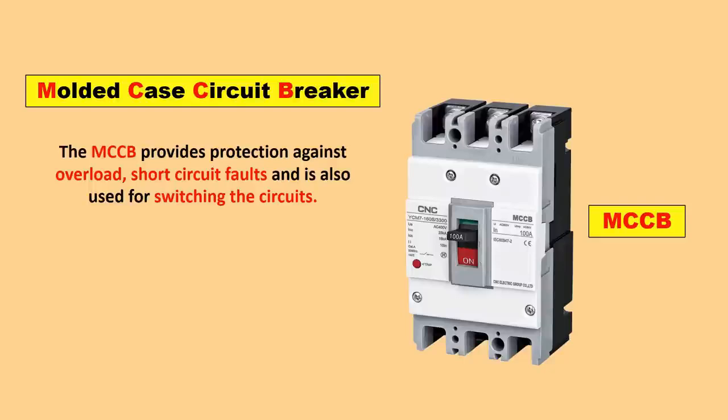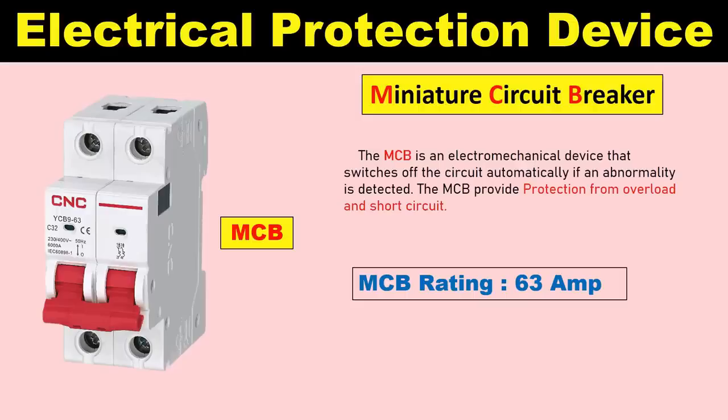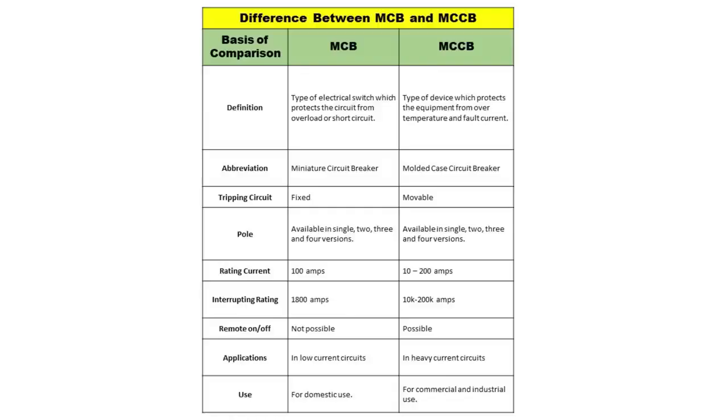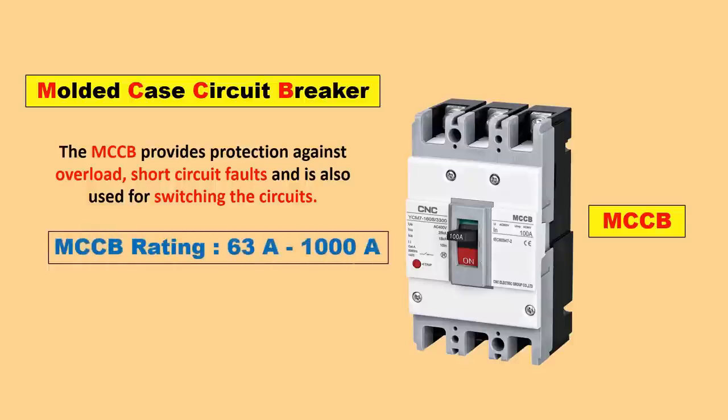It means you can say that the protection provided by a MCB can also be provided by a MCCB. You can find a MCCB of even 1000 ampere rating in the market, but if you go now to buy a MCCB, then you will find a MCCB of higher rating also. Because right now there are lots of companies which are manufacturing MCCB of more than 1000 ampere.